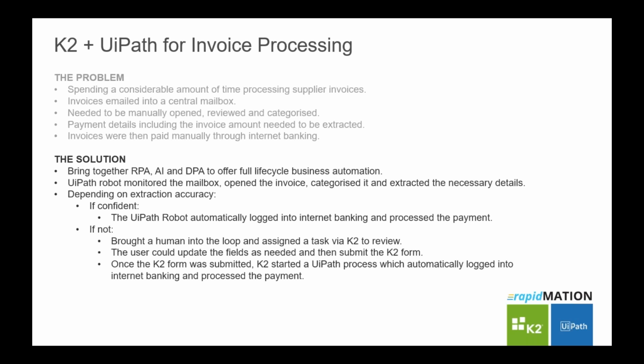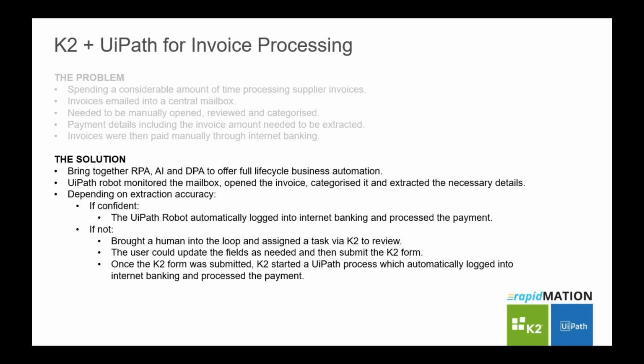But what we did in this scenario is bring together the worlds of RPA, AI or artificial intelligence, and digital process automation to offer a full lifecycle business automation. We used the UiPath robot to monitor the mailbox. Once a new invoice came into that mailbox, this triggered or started the UiPath robot. The UiPath robot opened up that invoice, and did some OCR, or optical character recognition, on the invoice.